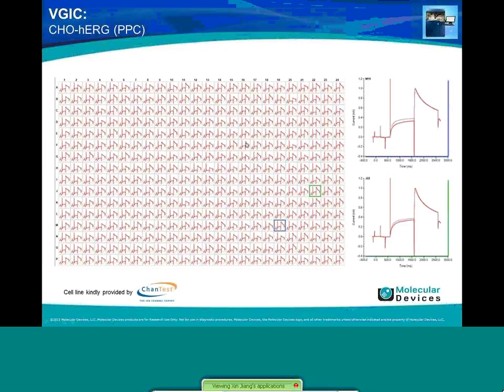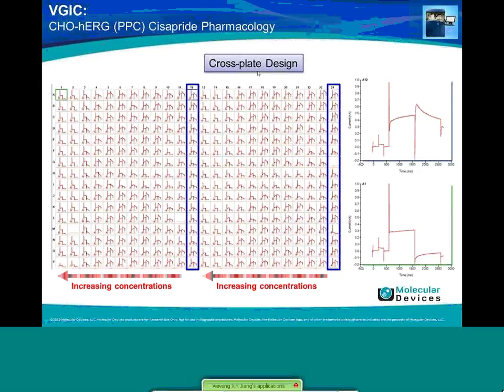When you add the compound in a cross-plate fashion, meaning in each well or each recording site, you're only adding one concentration of the compound, and you're normalizing the response of the compound to the control, where no compound is added, first in a flipper type of fashion. And as you can see in this experiment, with increasing concentration of the inhibitor, astemizole in this case, you will see the dose-dependent reduction of the hERG current.